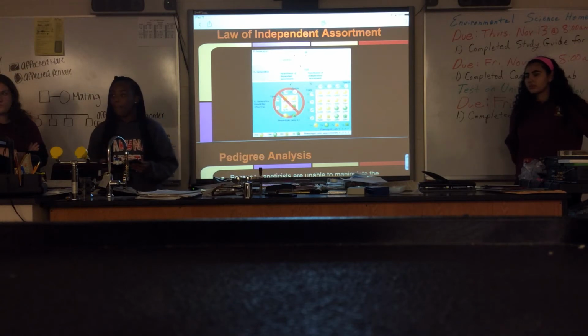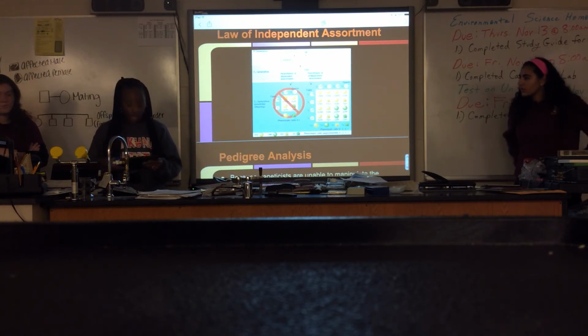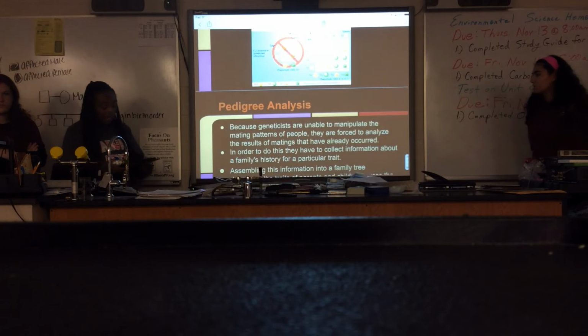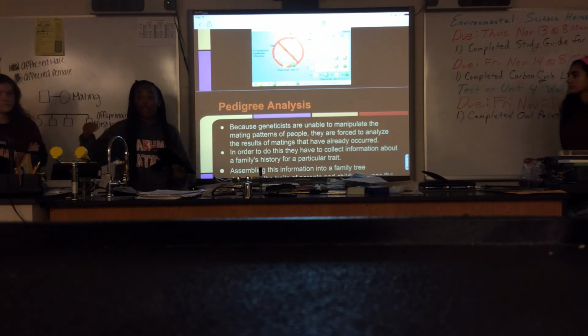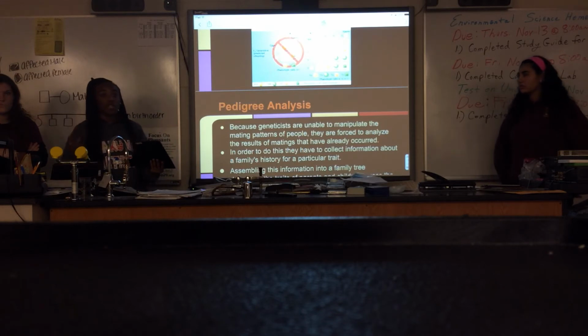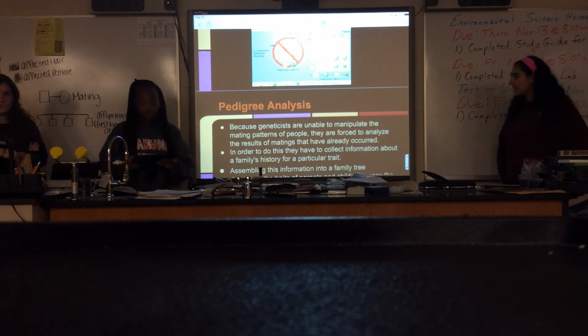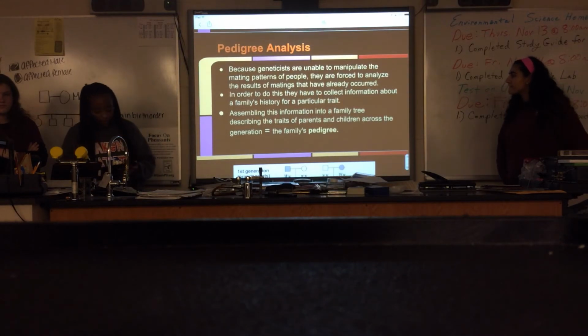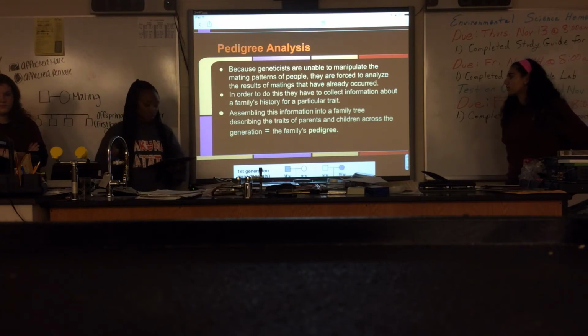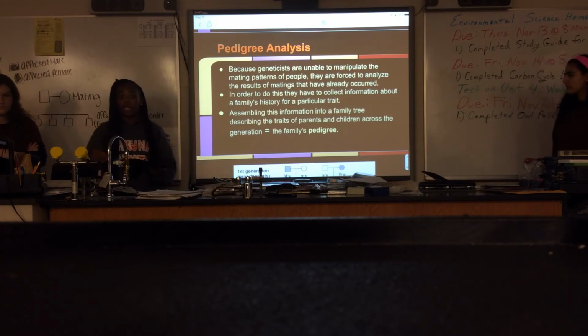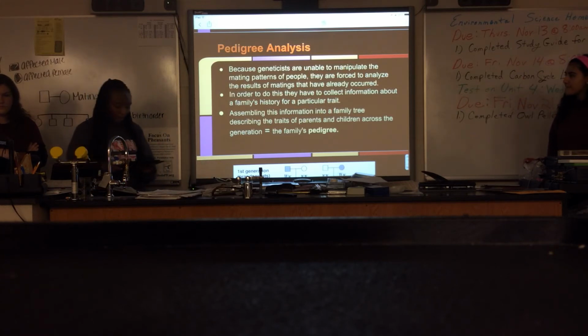Sam? Trace ancestry. Yeah, so they'd have to analyze the results of the mating between, say, a mother and a father, and then trace it through maybe 3 generations to see what traits are shown in those offspring. Like Sam said, they have to collect a family's history for a particular trait. Assembling this information into a family tree and describing the traits shown in the parents and the children is done in the form of a pedigree.